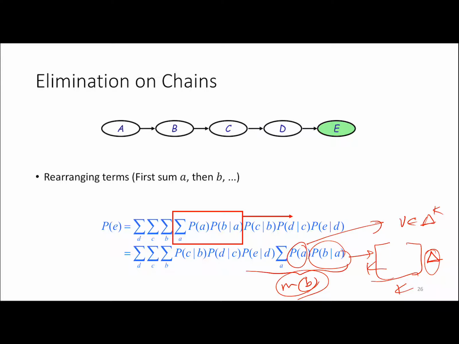How many computations? What is the complexity? K squared, right? For each of k, I have to do a for loop and repeat it again. So it's k squared. And I have to repeat it for n variables. So what is the total computational complexity? Remember what it was before? K to the n. So it's quite a bit of saving, right?